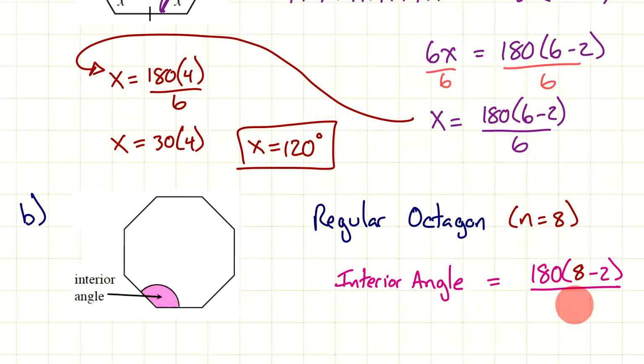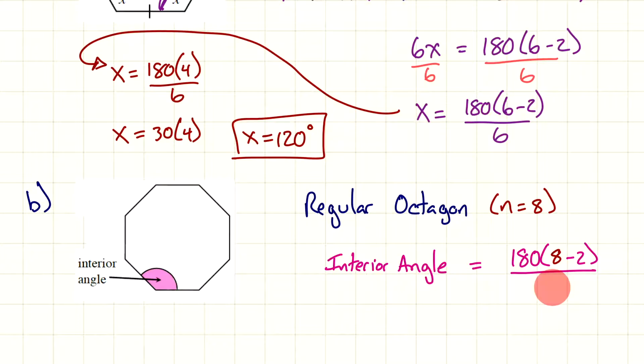All right, so the name octagon tells us we have 8 sides. And if we want to know the interior angle, kind of like before, I've started this for us. We're going to take the total of all the angles, which is 180 times 8 minus 2. That's the formula we just developed. And then we're going to divide by what number?